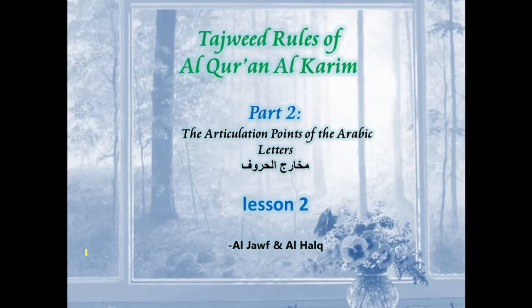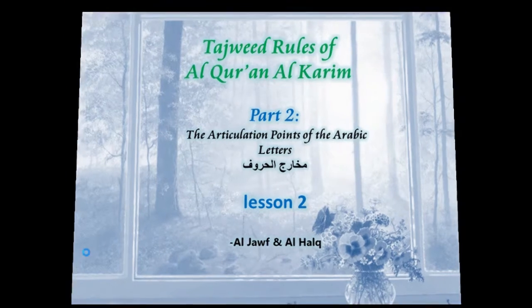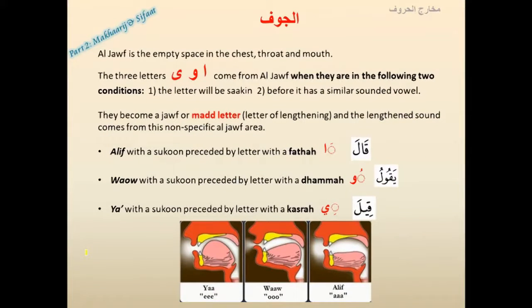So inshallah we'll be continuing with the articulation points of the Arabic letters. Inshallah, now we'll be looking at each of the 5 organs of speech in detail in the next few lessons. In this lesson we'll be covering al-Jawf and al-Halq, the letters that come from al-Jawf and al-Halq, inshallah. Okay, so here we have al-Jawf.